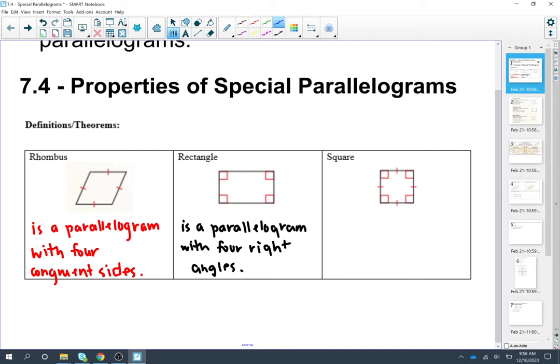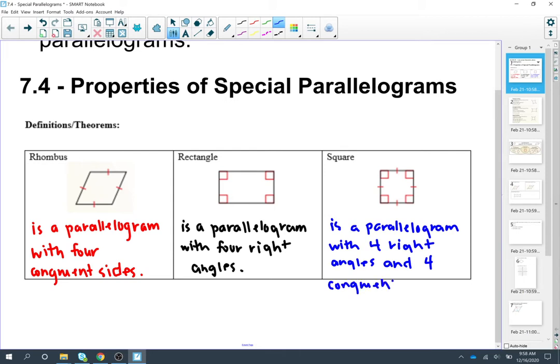And then a square is a parallelogram with 4 right angles and 4 congruent sides. So if you think about it, it's like the rhombus and the rectangle got together and had a baby. Their baby would be the square.